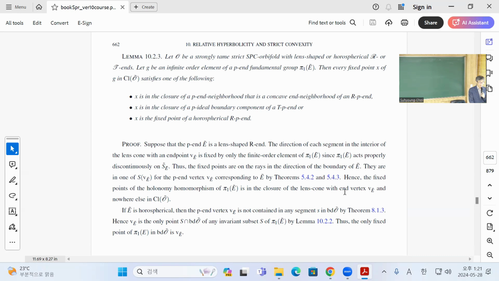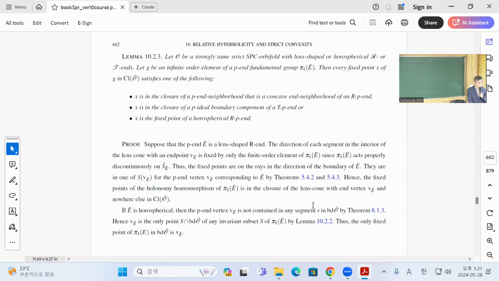So basically, because of this, the holonomic closure has to be in the lens cone. In the lens case, the sigma cannot contain the other endpoints, so that's the thing. And so these are again using the strong middle eigenvalue condition that the fixed points are always in here.